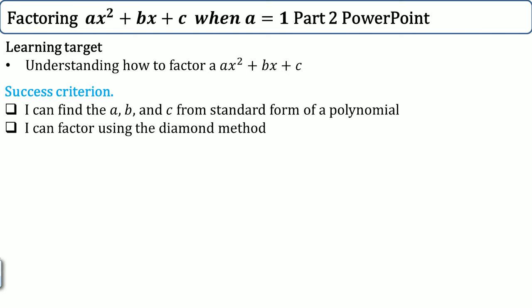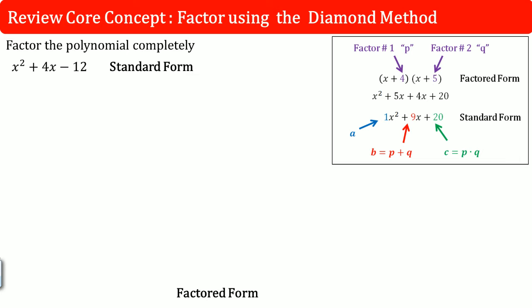Welcome, this is the IM2 video lecture on factoring ax squared plus bx plus c when a equals 1, part 2. The learning target is the same. It's for you to learn how to factor this trinomial of ax squared plus bx plus c. The success criteria is, can you find a, b, and c from standard form of a polynomial, and use the diamond method to factor. It's the same thing as part 1. I just want to give a little bit more clarification.